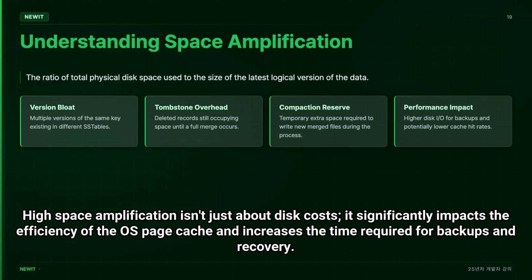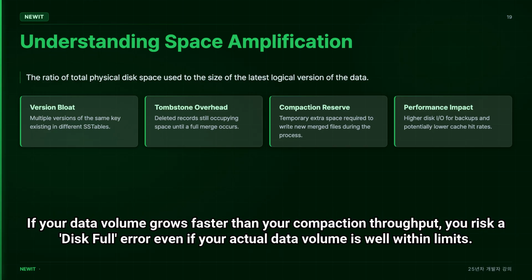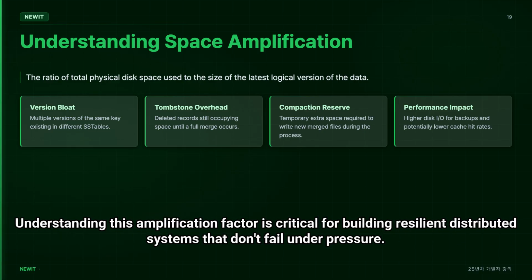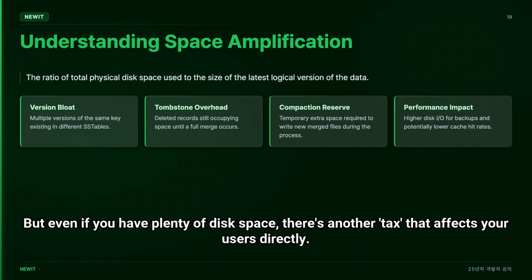High space amplification isn't just about disk costs. It significantly impacts the efficiency of the OS page cache and increases the time required for backups and recovery. If your data volume grows faster than your compaction throughput, you risk a disk full error even if your actual data volume is well within limits. Understanding this amplification factor is critical for building resilient distributed systems that don't fail under pressure.